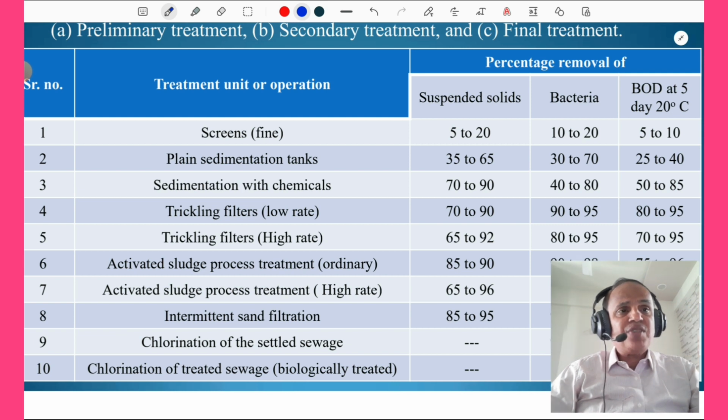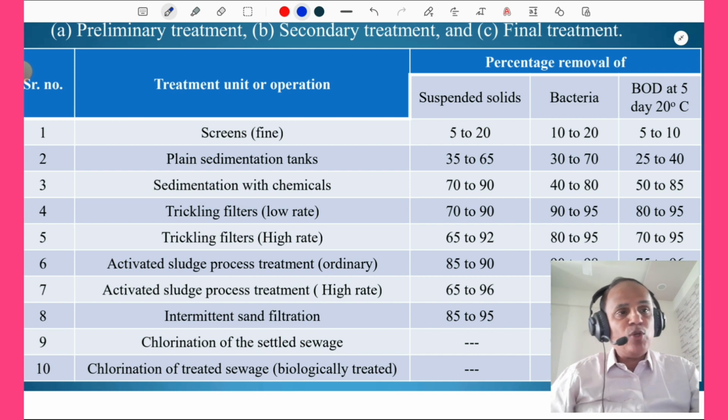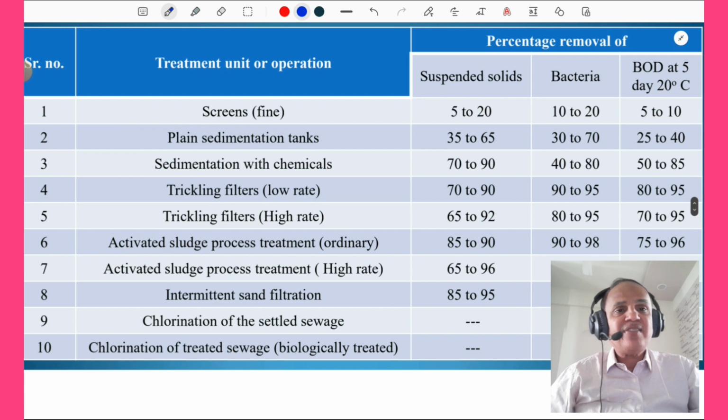For the screens, the suspended solid percentage removal is 5 to 20%, bacteria removal is 10 to 20% and BOD removal is 5 to 10%. For plain sedimentation, the same as in water supply engineering, the suspended solid removal is 35 to 65%, bacteria removal is 30 to 70% and BOD 25 to 40%. For sedimentation with chemicals, it is 70 to 90%, bacteria removal is 40 to 80% and BOD removal is 50 to 85%.